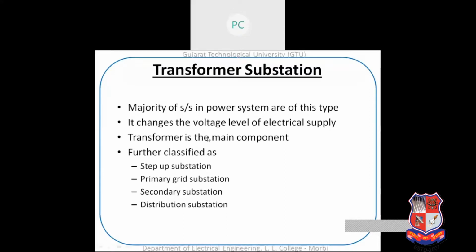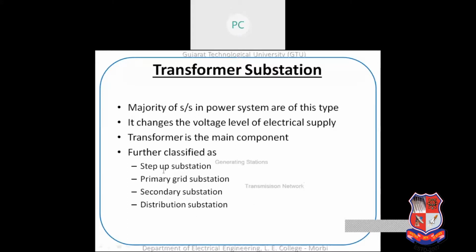Now these transformer substations are further classified into four parts. One is the step up substation. We know where we are using it: the step up substation we will use, if you remember, at the generating station, right? Then primary grid and secondary. These two things will come into the transmission network, and finally this is distribution.